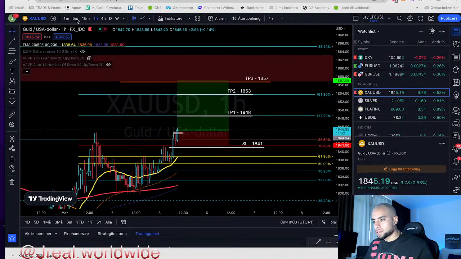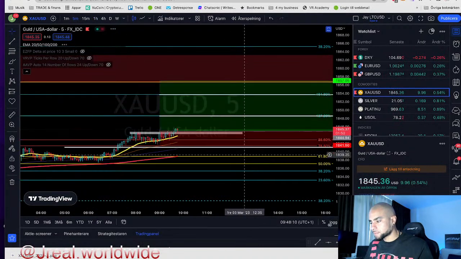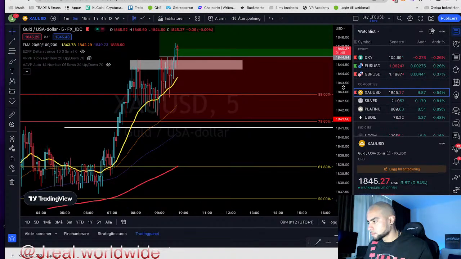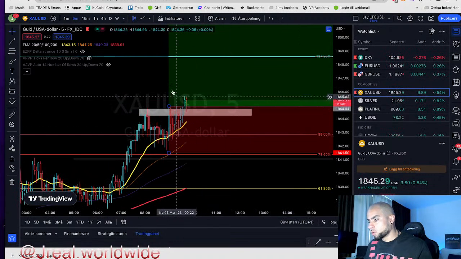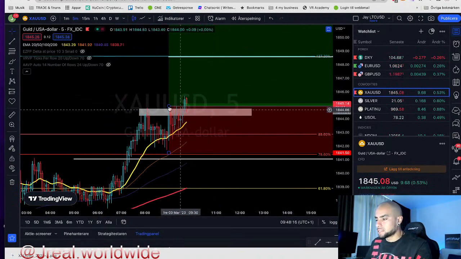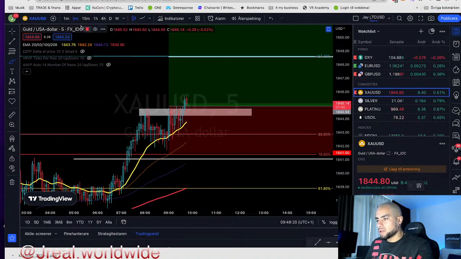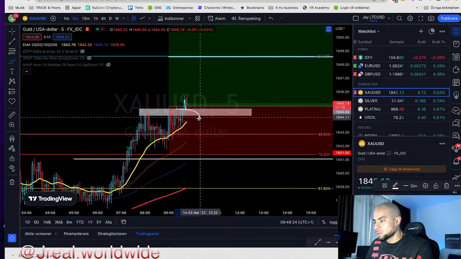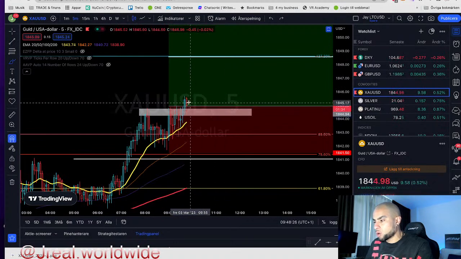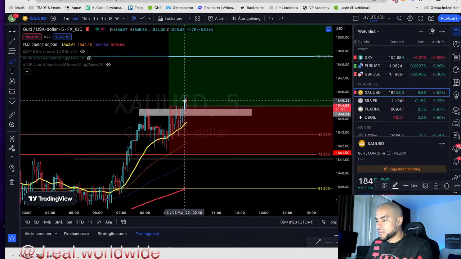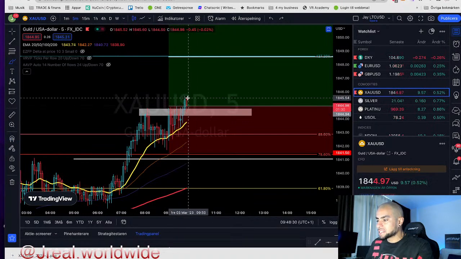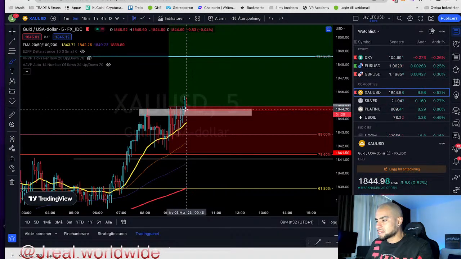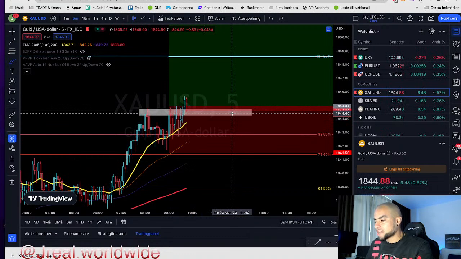Let's go back to the markets. So what's happening here? All right, so now what's happening is that gold is testing. This is what I meant. So gold broke a 5-minute candle above this resistance zone. This was the resistance zone. It broke it. It closed one candle above it. And now the next candle is testing it as support.